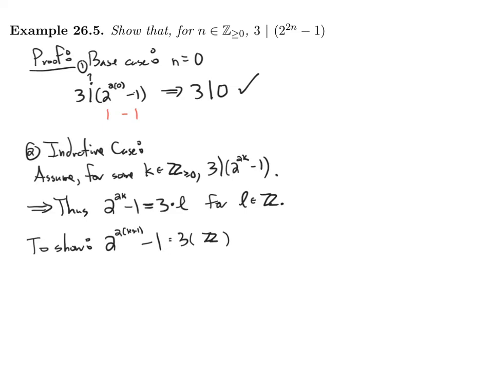If you haven't tried this yet, this is an excellent opportunity to try and figure out how to use our inductive hypothesis. So start with 2 to the 2k plus 1 minus 1. See if you can come up with a way of using your inductive hypothesis. So pause the video and give that a go.